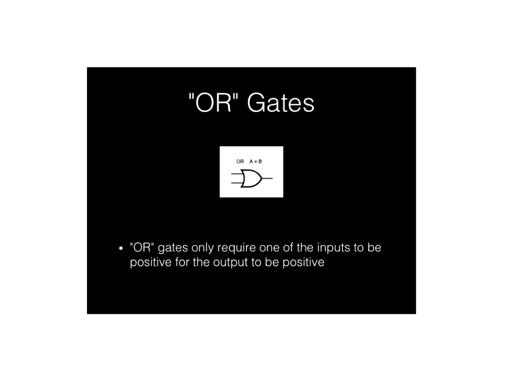Right, OR gates. OR gates only, however, require one of the inputs to be positive or to be the true state for the output to become true. This allows you to have two streams and only require one of them to be true to have a total output to be true.